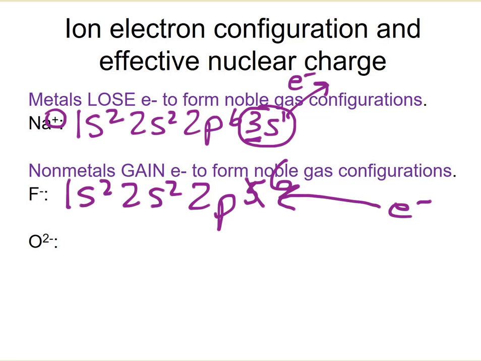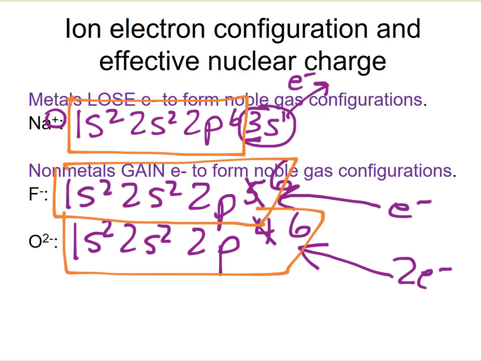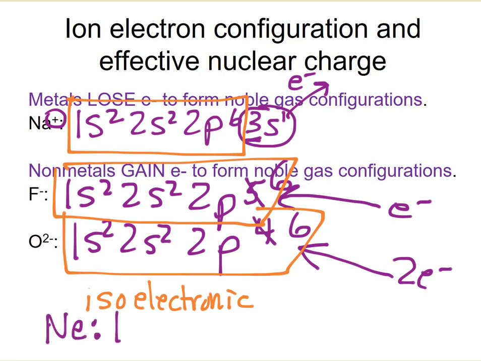Let's look at oxygen. Oxygen is 1s2, 2s2, 2p4, and that minus 2 means that 2 electrons come in. So we change this 4 to a 6. Now notice all these electron configurations. Notice they're all the same. That is called isoelectronic. So we have sodium losing an electron, fluorine gaining an electron, and oxygen gaining 2 electrons, and they all end up with the same electron configuration as neon. So neon is 1s2, 2s2, 2p6.